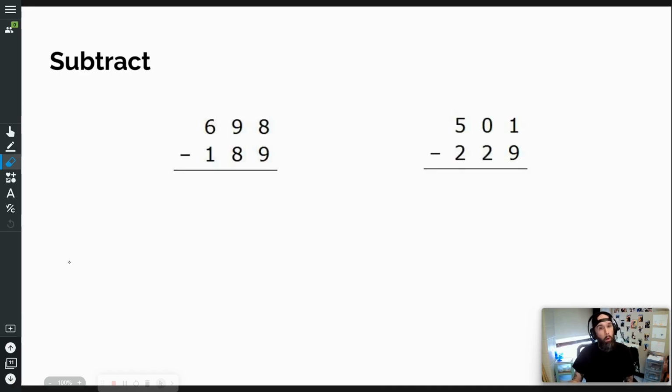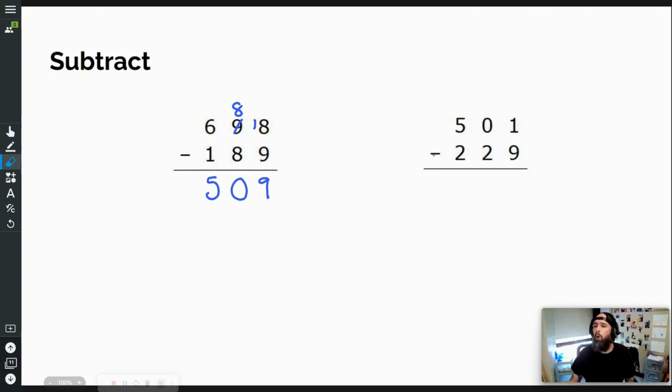All right, let's do a couple more. 698 minus 189. Start all the way to the right. 8 minus 9 can't do it. Let's borrow 1 from 9 and make you an 8. 18 minus 9 is 9. 8 minus 8 is 0. 6 minus 1 is 5. 509.